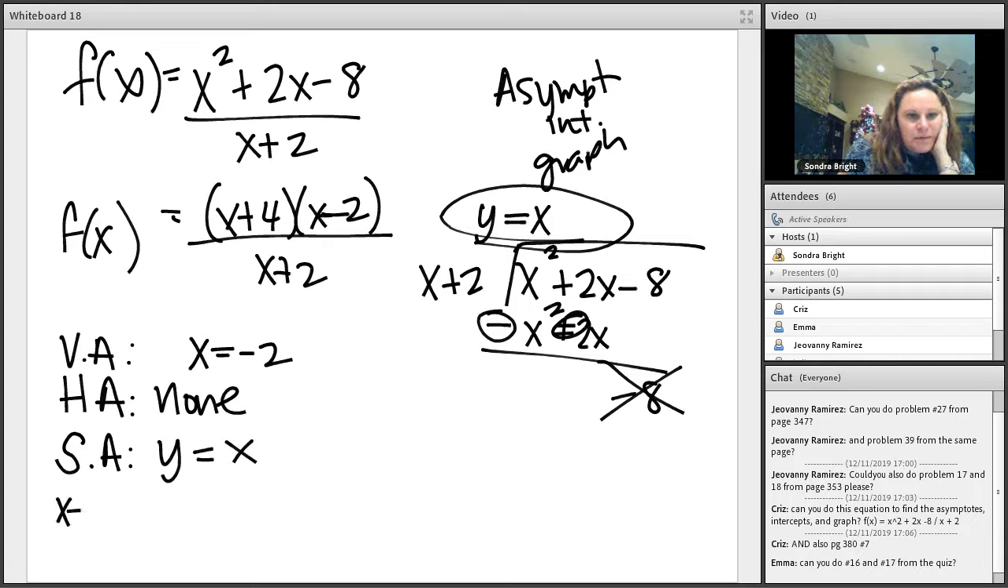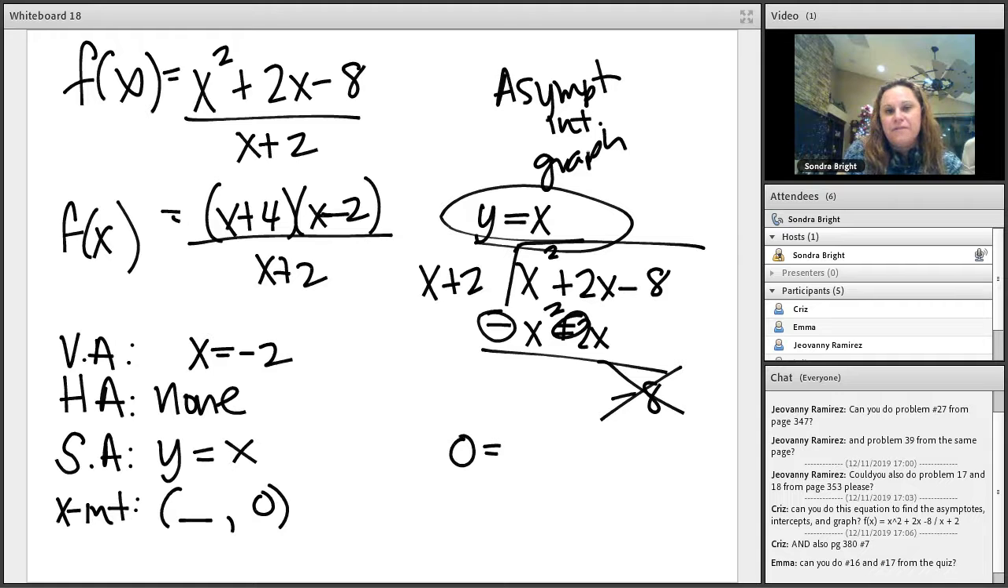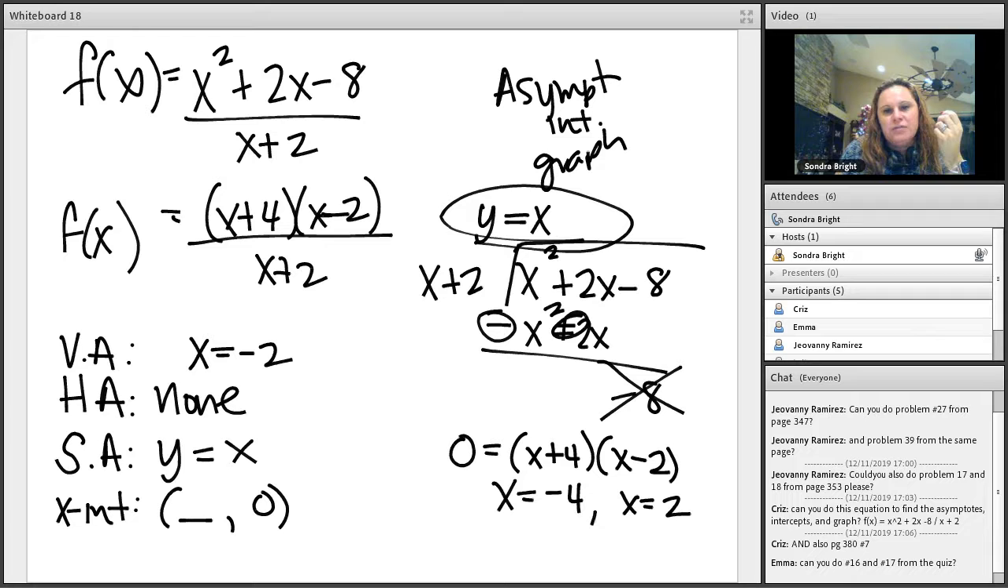Intercepts, well, x-intercept is when y equals 0. And so you'll plug a 0 into the f of x. And what will happen is it's only the numerator that will contribute to y being 0. If you multiply both sides by the x plus 2, it goes away. And so you've got x is -4 and +2.